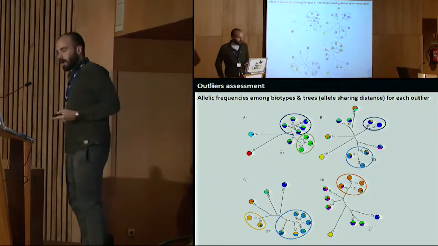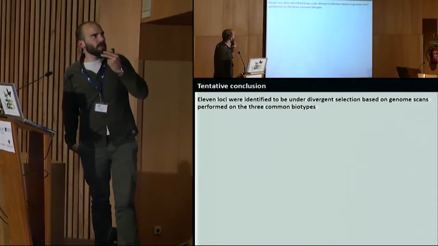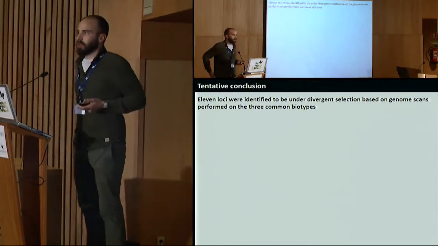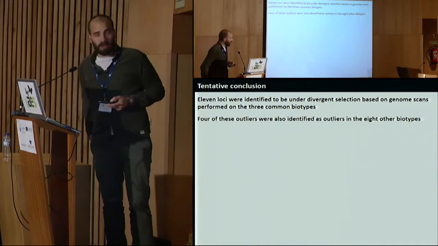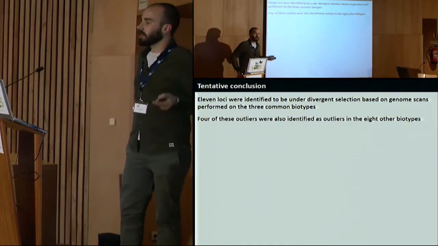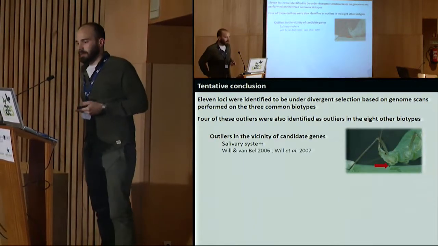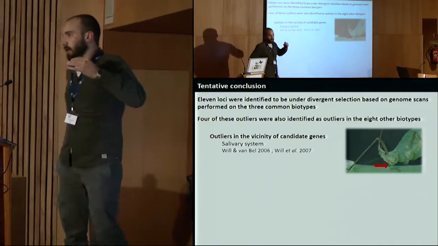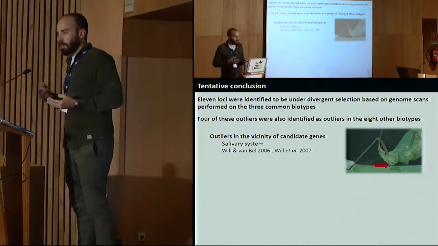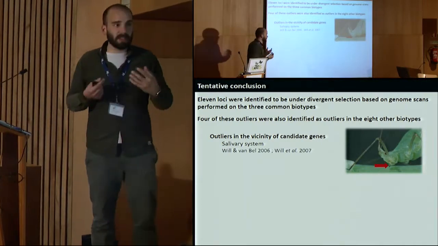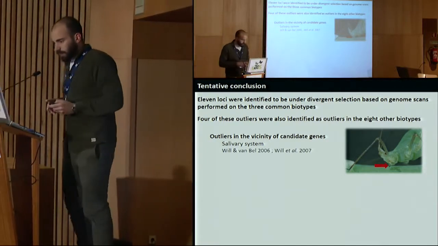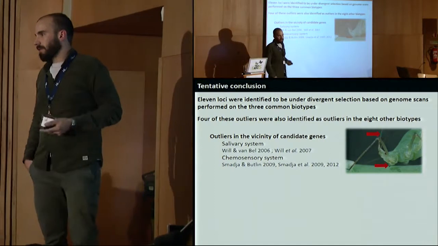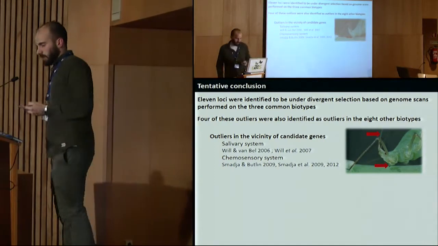So this is very much work in progress, but I'll try a tentative conclusion. We identified the 11 outlier loci with our genome scans in the three most common biotypes. And four of these outliers were also identified in the eight remaining biotypes. Those outliers are in the vicinity of candidate genes, like the salivary system, because aphids have developed salivary effectors that can knock down the mechanisms plants use to protect themselves against the feeding of aphids. And we also found the chemosensory system that is used by aphids to recognize and identify the host plant.